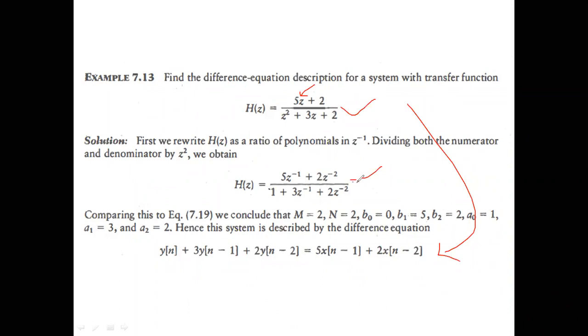You did the cross multiplication of this thing with y of z divided by x of z. Cross multiply y of z divided by x of z. Okay, there you have it. So you got your difference equation. Okay, what all things can we do with this? What all things can we do?